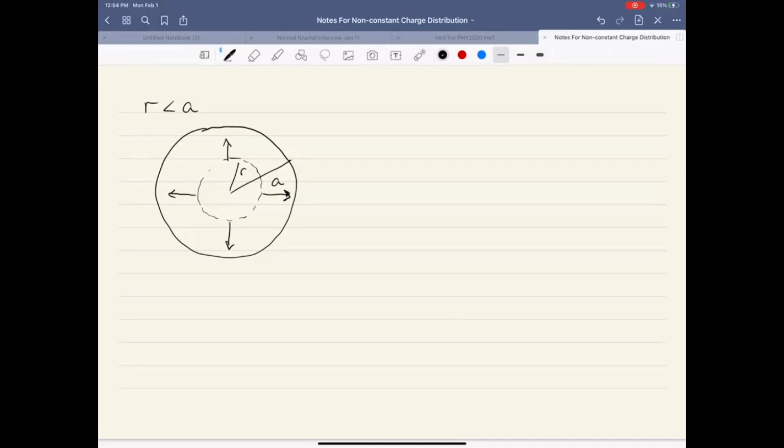Okay, so I've got my electric field sketched. Now I need to choose an origin and a coordinate system. Well, it's pretty easy. If I'm dealing with spheres, I should really use spherical coordinates. So I'm going to use spherical coordinates here.